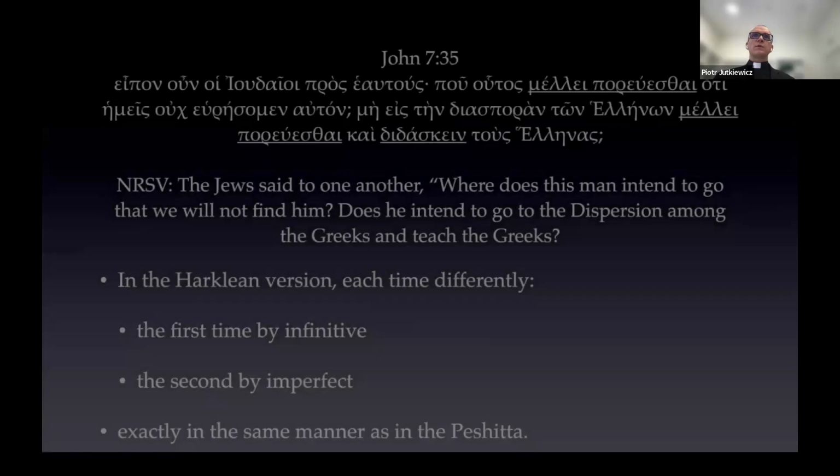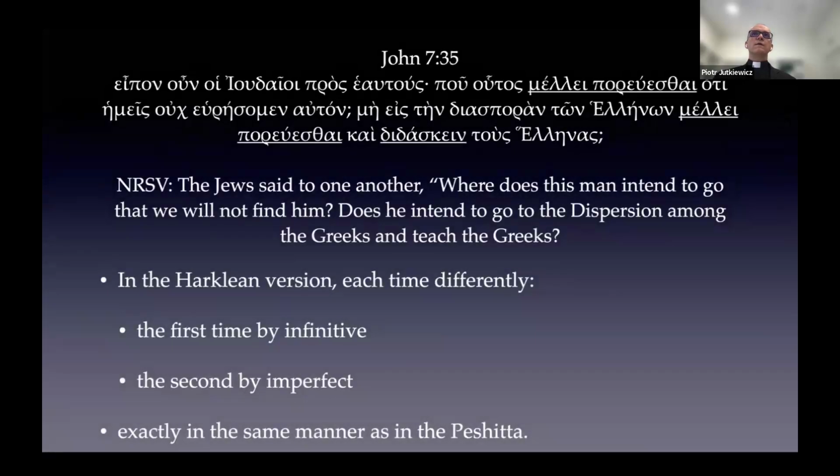Another significant example is John 7:35. There are 3 appearances of mello with infinitives in this verse. 2 of them are the same phrase, melei poreuesthai, intends to go, which is translated in the Harklean version each time differently. The first time by infinitive, the second by imperfect, exactly in the same manner as in the Peshitta.